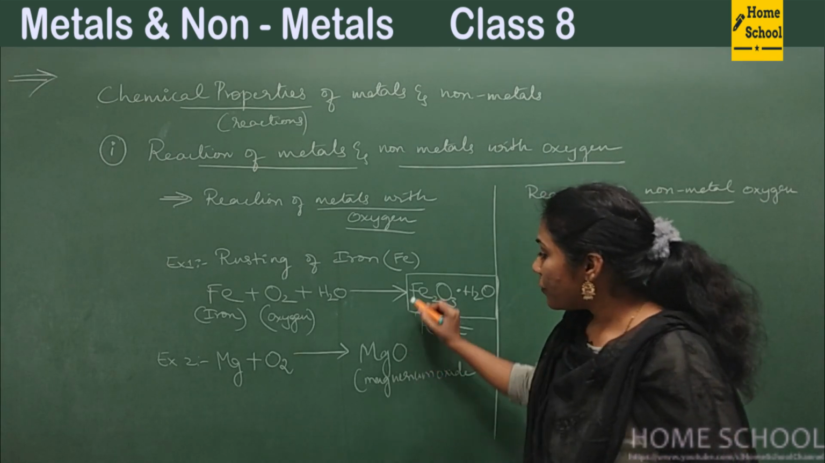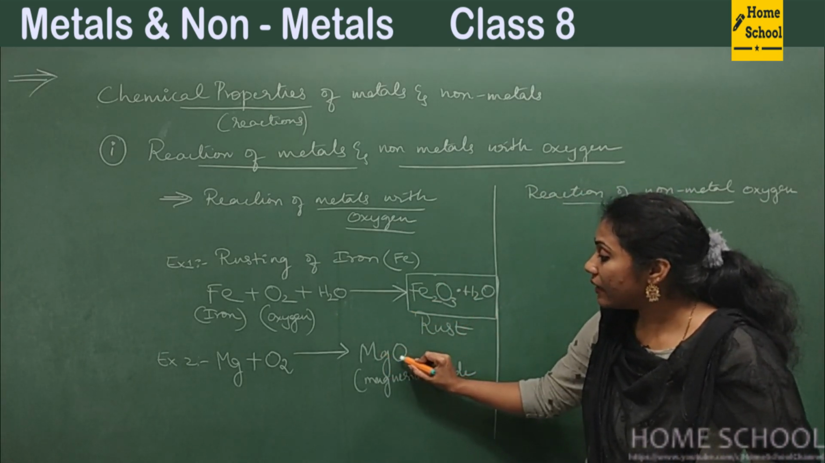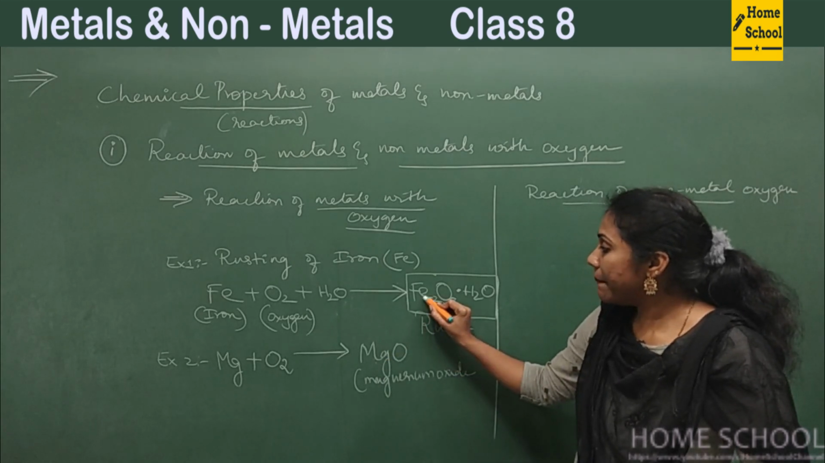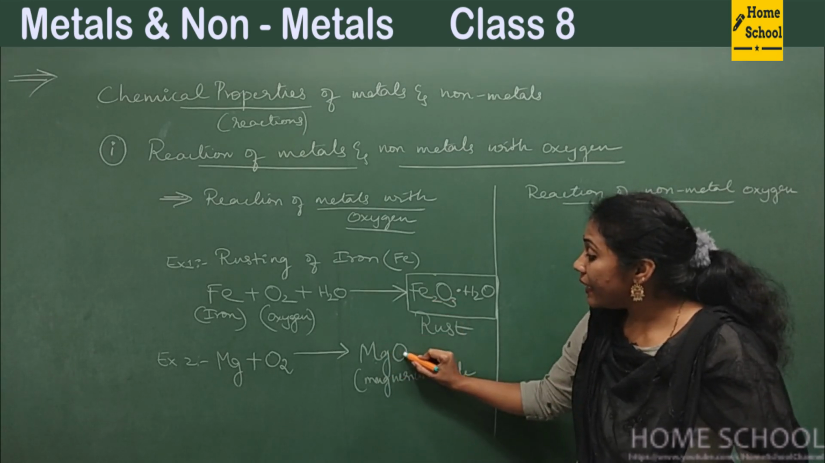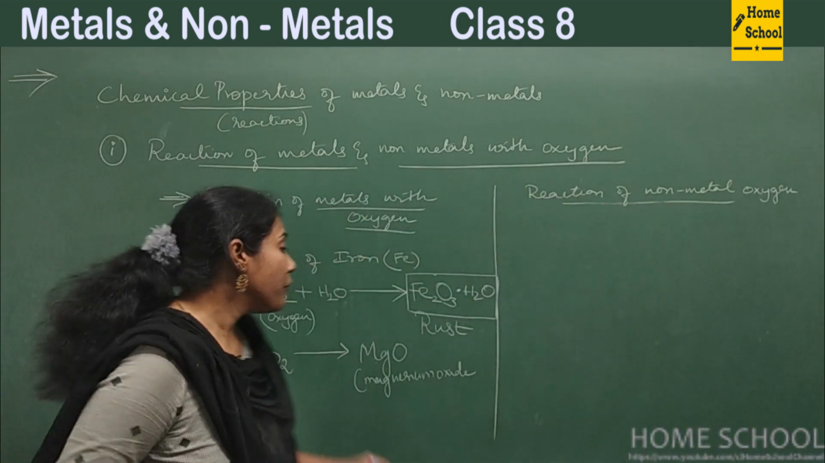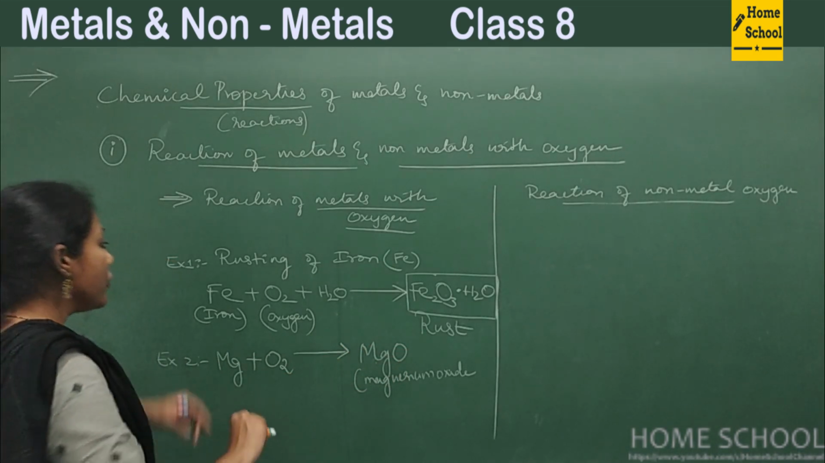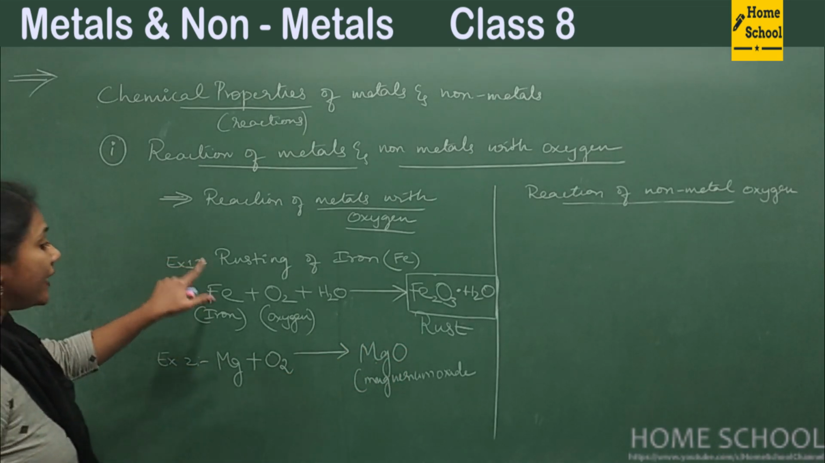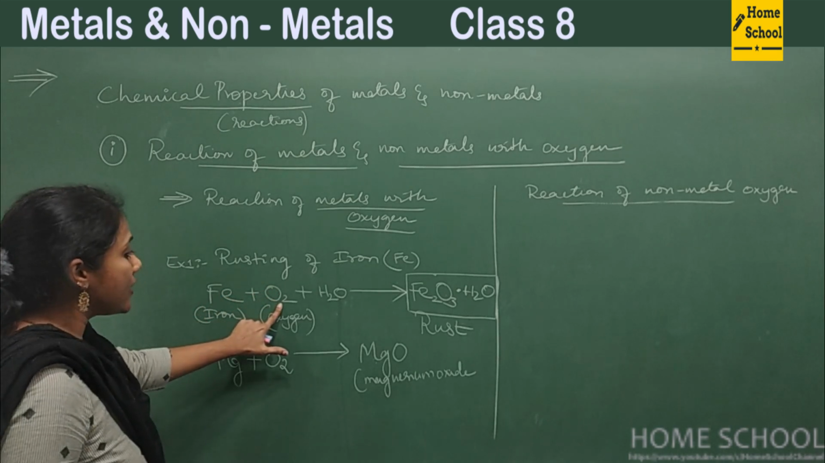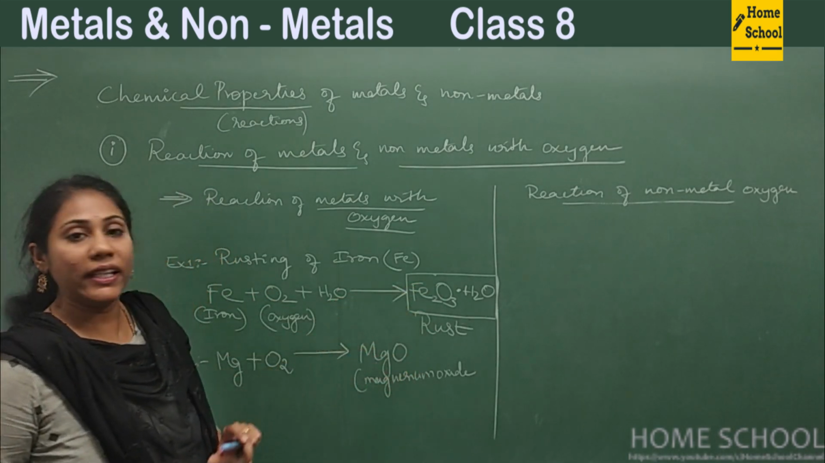Okay, so you see oxides are formed. Any metal, this is a metal, iron is a metal. Any metal, if it is there in combination with oxygen, we call them metal oxides. So what happens when metals react with oxygen? What do you get? Metal oxides you will get.